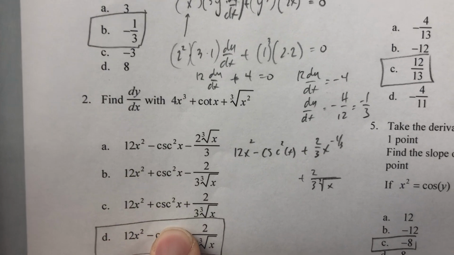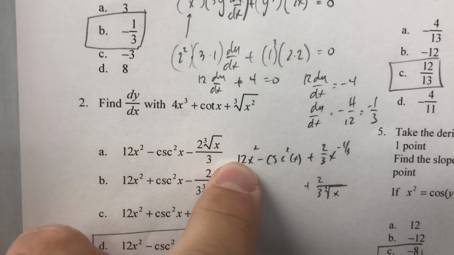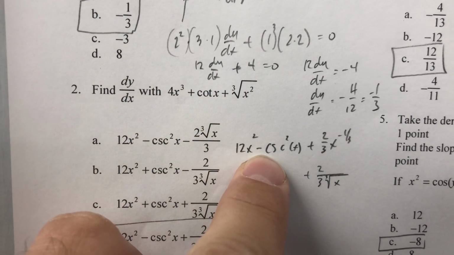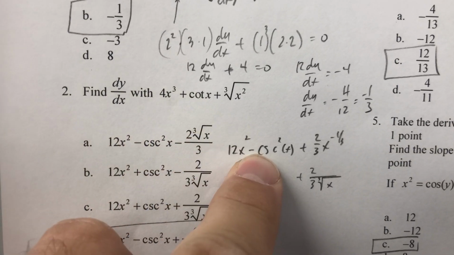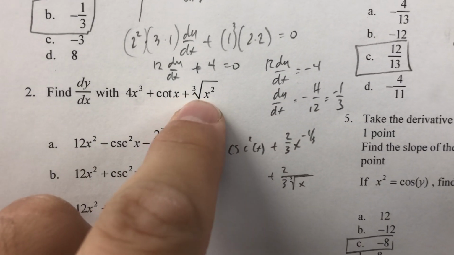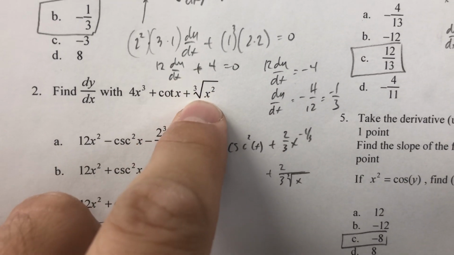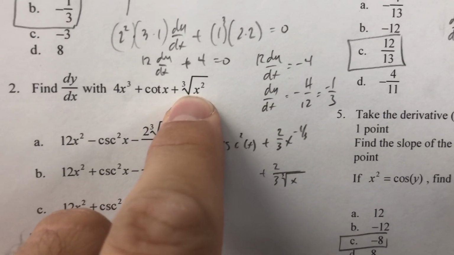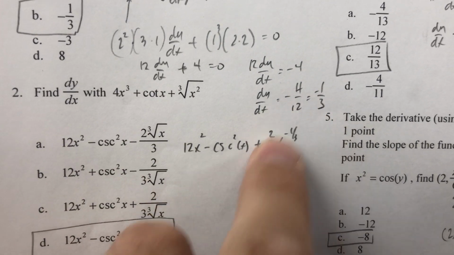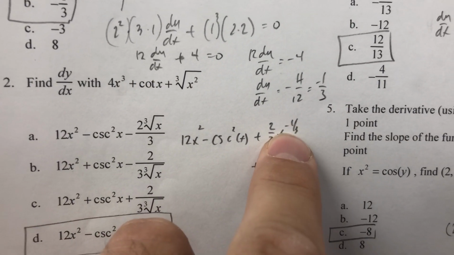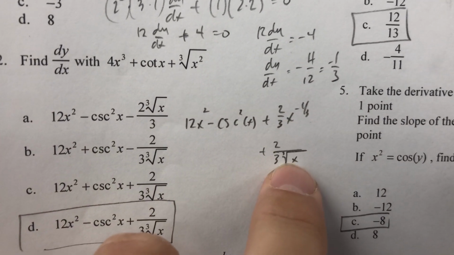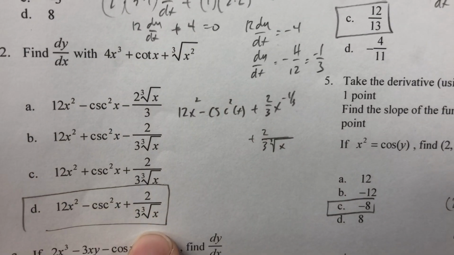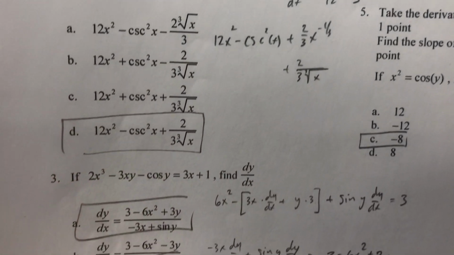And number 2 here, pretty simple, 12x squared, negative cosecant squared, that changes to a negative. And then the 2/3, this is x to the 2/3, or sorry, 3/2 power. So, sorry, what is it? 2/3 power, 2/3 power. So bring down the 2/3 and subtract 1 gives you -1/3. That is cube root in the denominator, so that's my D answer there.